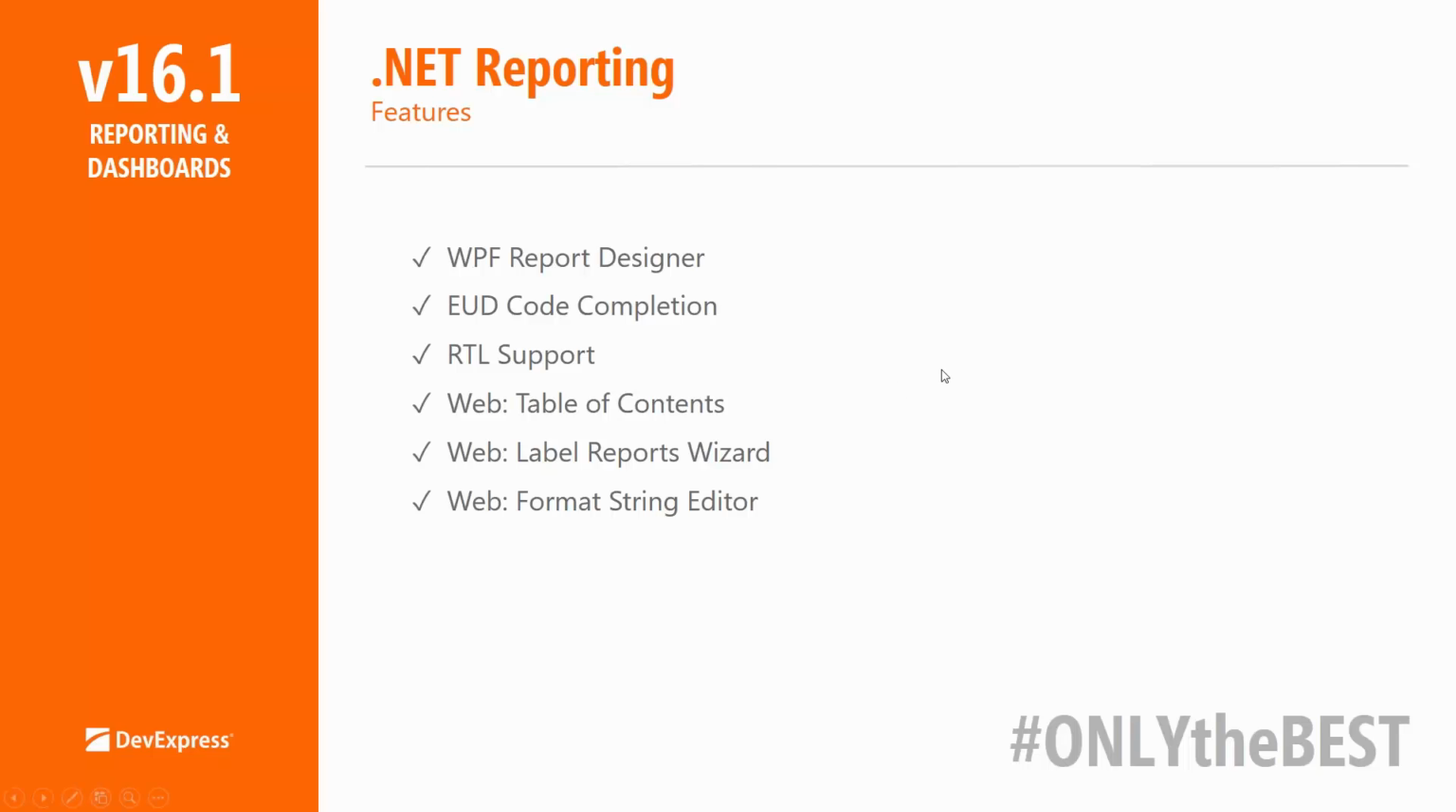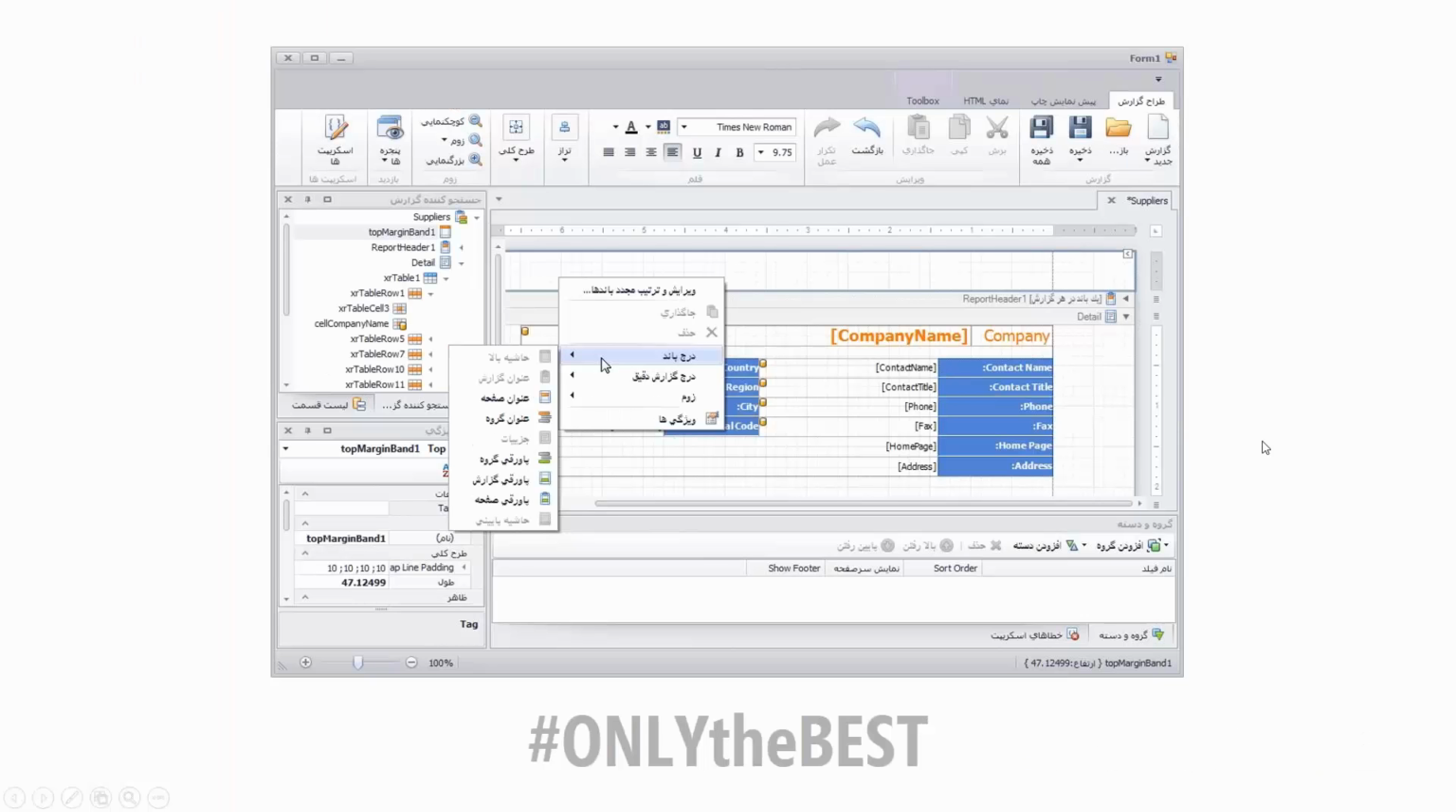So here's a quick example image showing right to left support inside our end user report designer for WinForms. As you see, we're using our normal controls but in an RTL manner. So the ribbon, for example, up here is right to left. We have a tree view here, right to left, and so on and so forth.